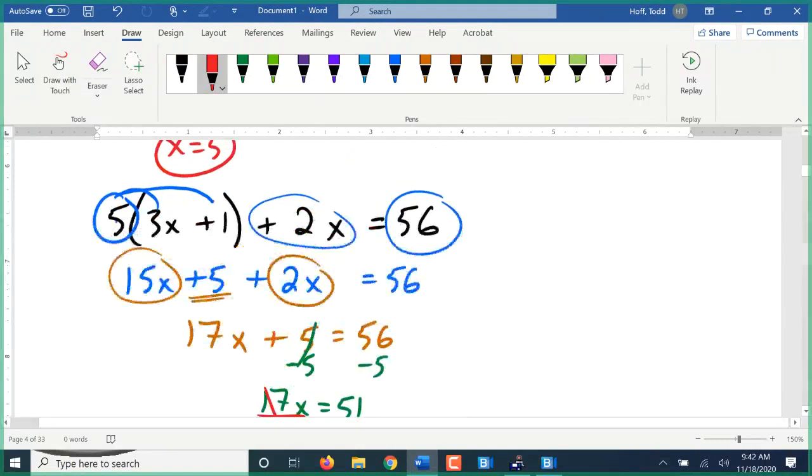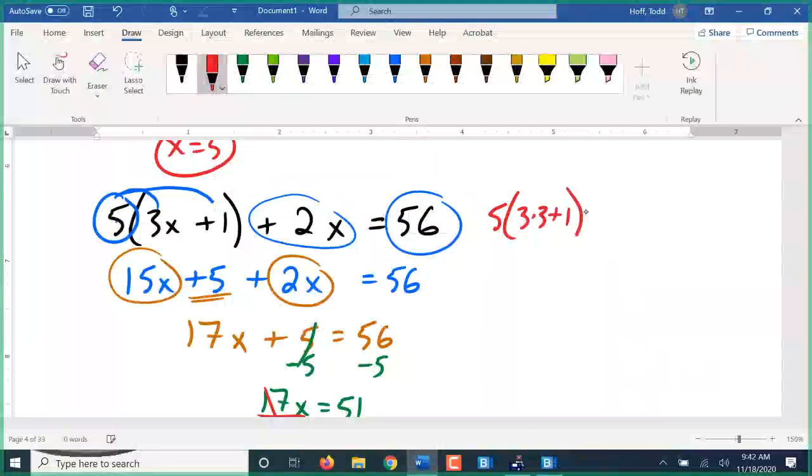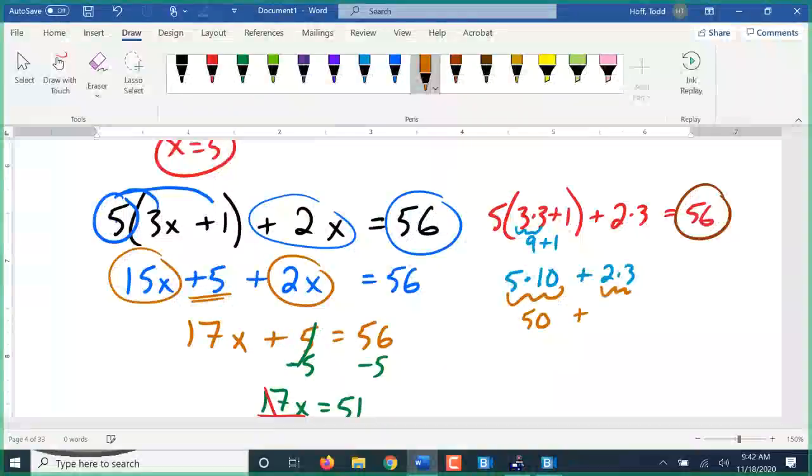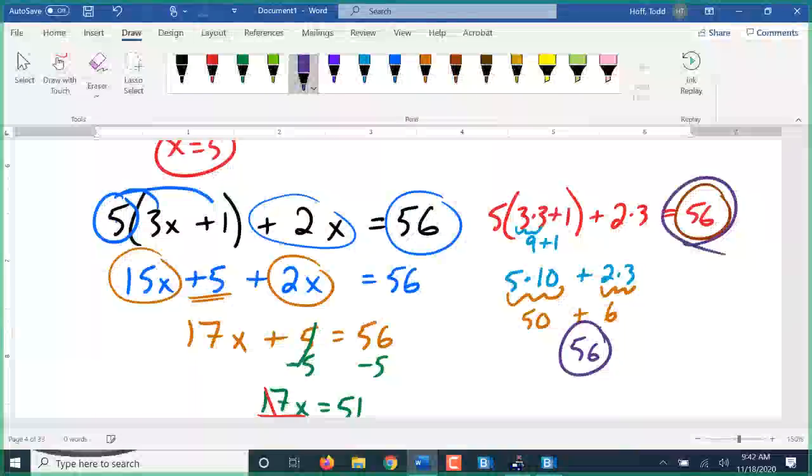Now, just like before, we could double check if we wanted to. 5 times (3x plus 1) becomes 5 times (3 times 3 plus 1), plus 2x becomes 2 times 3, and check to see if that comes out to be 56. Well, now it's an order of operations thing. 3 times 3 is 9, plus 1 is 10. 5 times 10 is 50. 2 times 3 is 6. 50 plus 6 is 56. So I do get 56 on both sides.